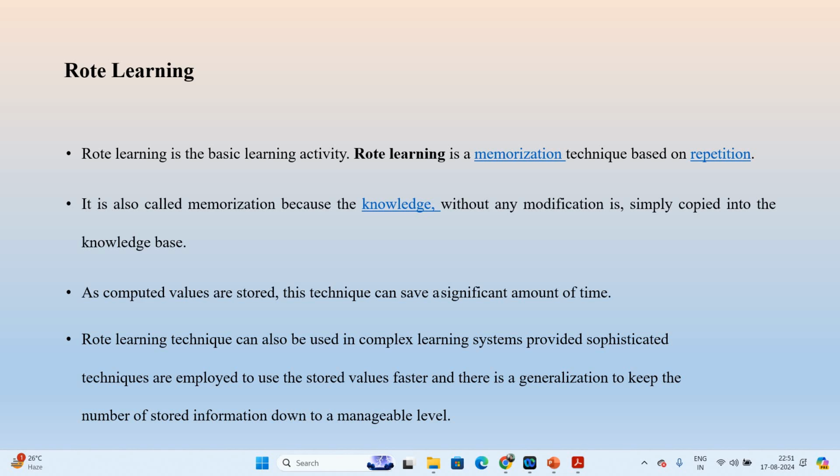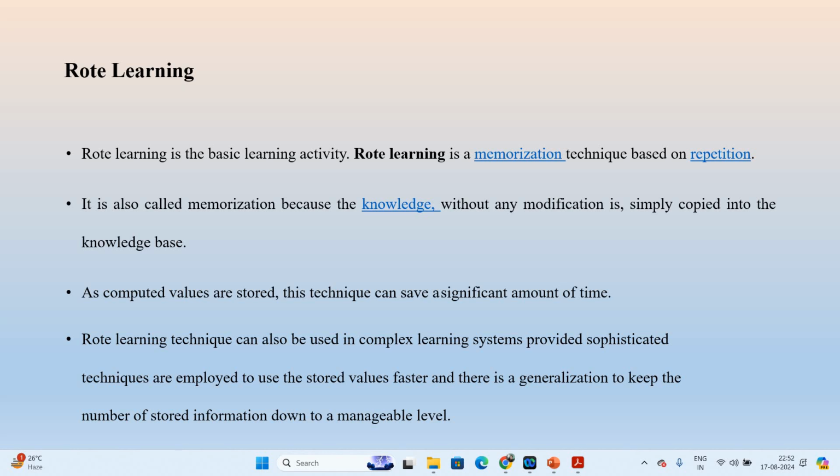It is also called memorization because the knowledge, without any modification, is simply copied into your knowledge base. That means the slokas and things we normally learn by heart, everything comes under rote learning. As computed values are stored, this technique can save a significant amount of time. Rote learning can also be used in complex learning systems, provided sophisticated techniques are employed to use stored values faster than generalization, to keep the number of stored items down to a manageable level. Here it doesn't require any complex inductive or deductive methods. It's simply storing the knowledge, whatever you gain, as it is in the knowledge base.